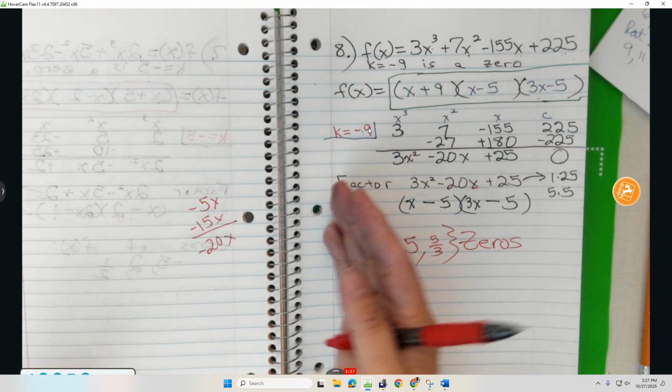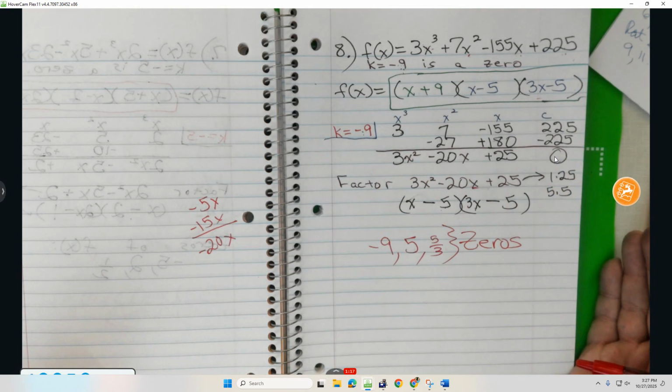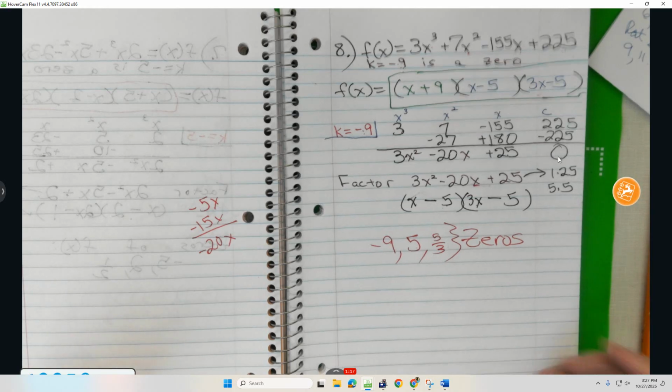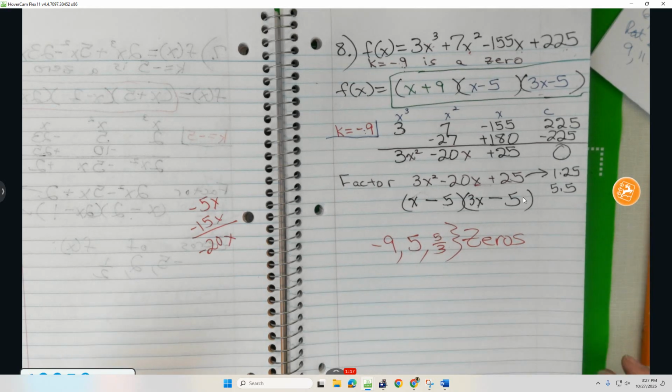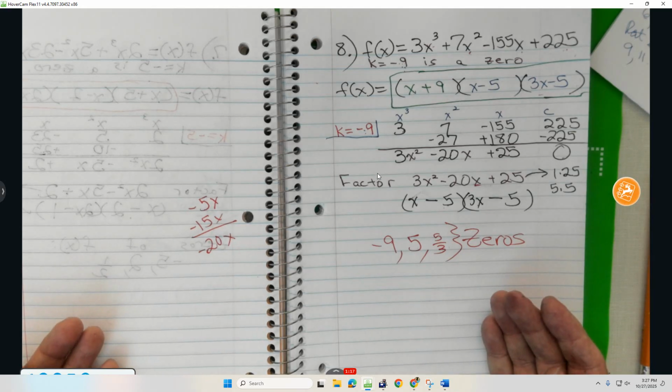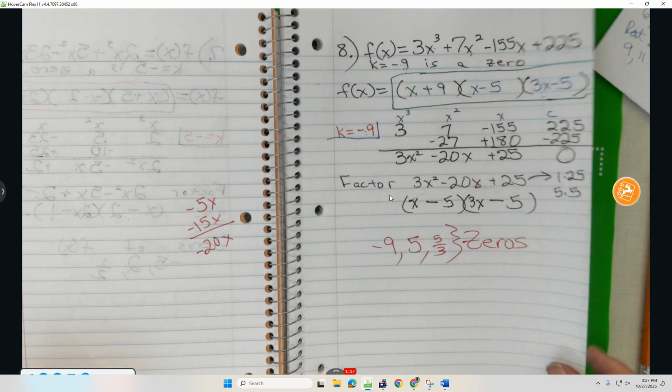You do synthetic division with the first one. Do you get a 0 at the end? If so, then great. Fine. Continue on factoring. If not, go on to the next one. It'd be tedious, but doable.